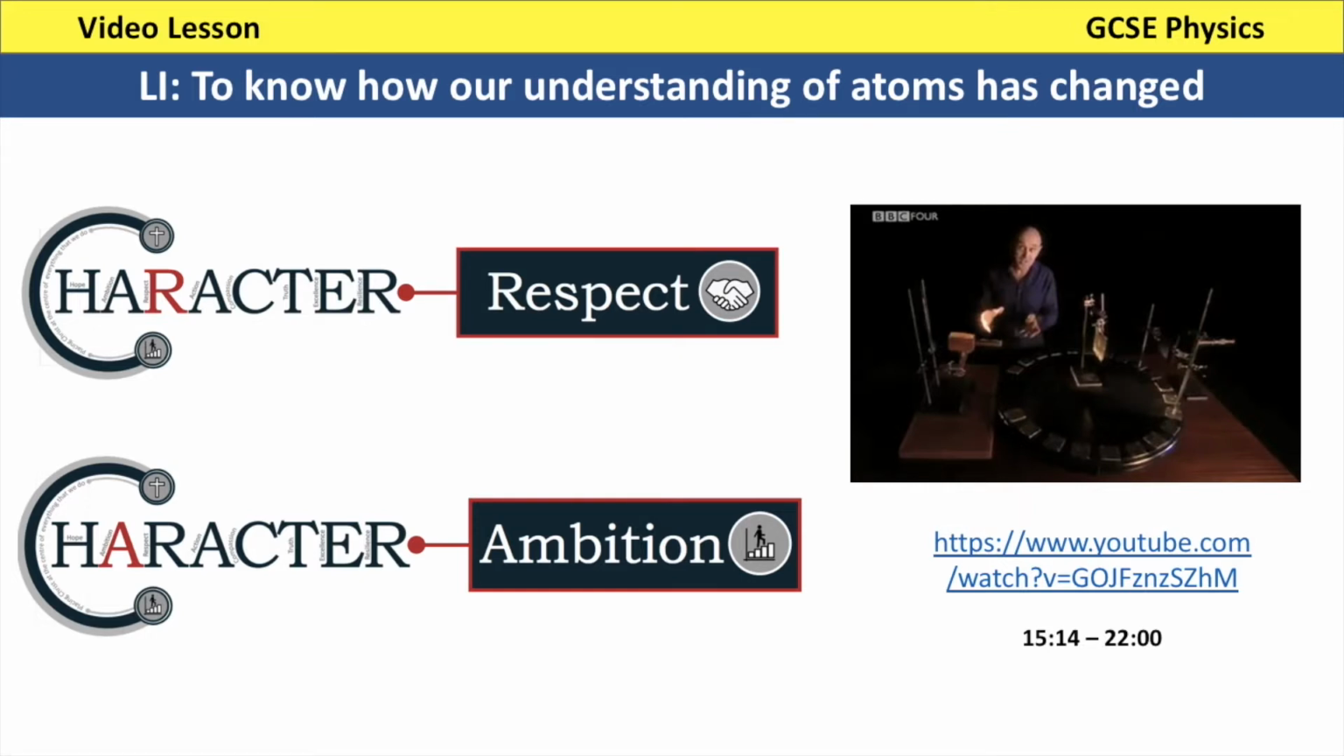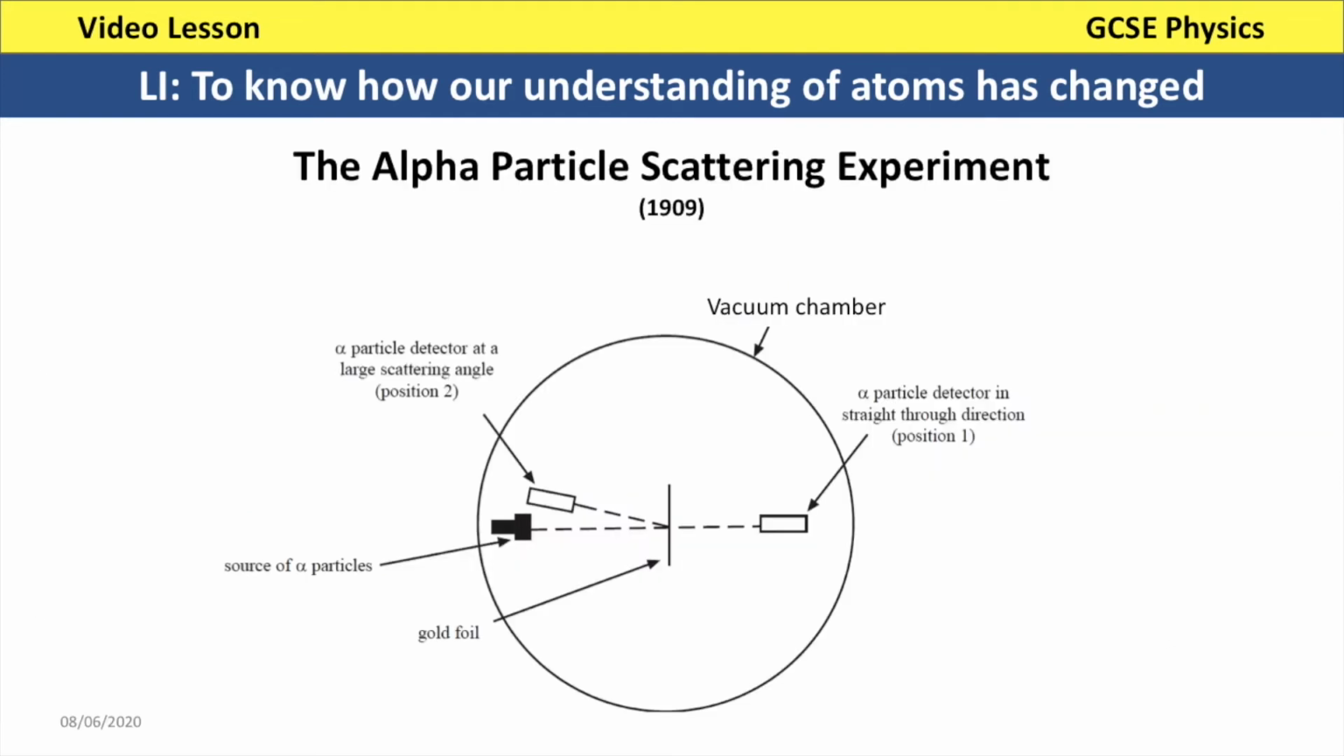The video that we just watched showcased the experiment that Rutherford and his students Geiger and Marsden did to learn more about the structure of the atom. This experiment was called the gold leaf experiment, and now we're going to look at it in a little bit more detail. This diagram shows the setup of the gold leaf experiment, otherwise known as the alpha particle scattering experiment.